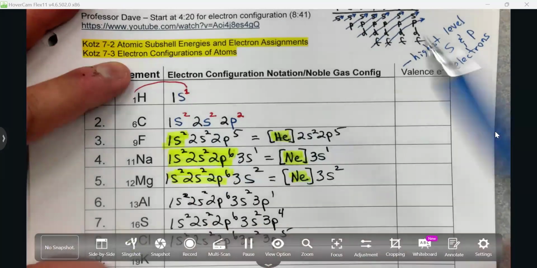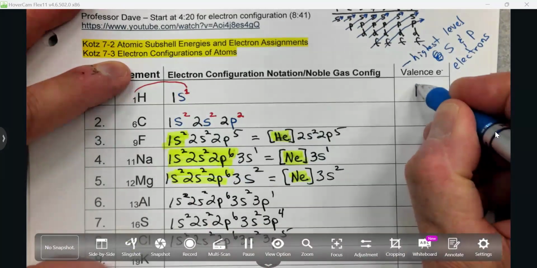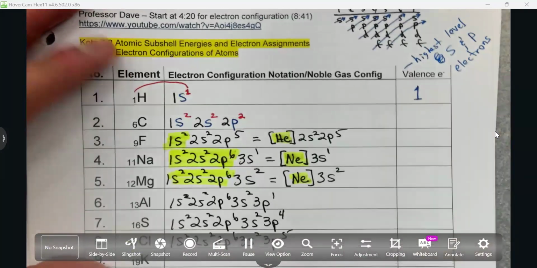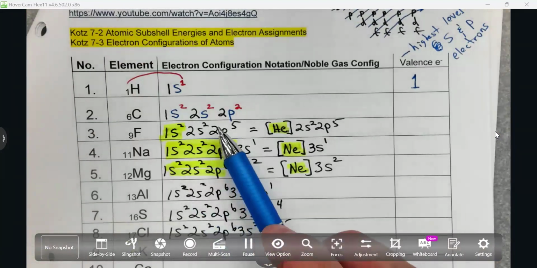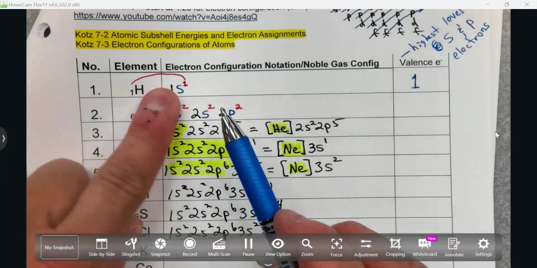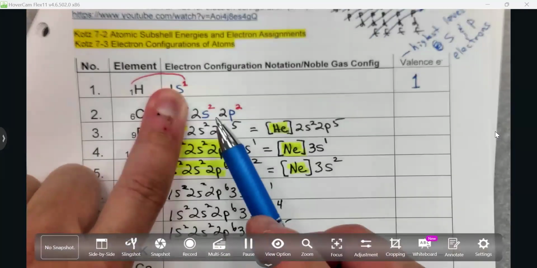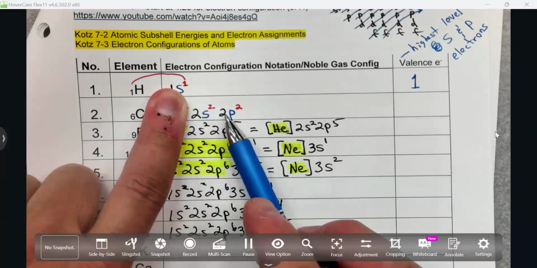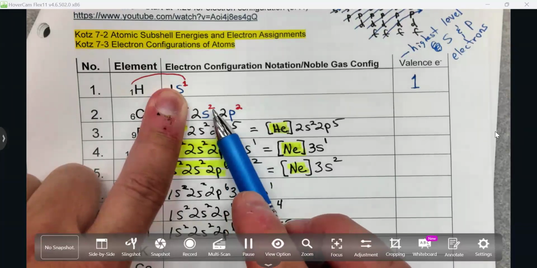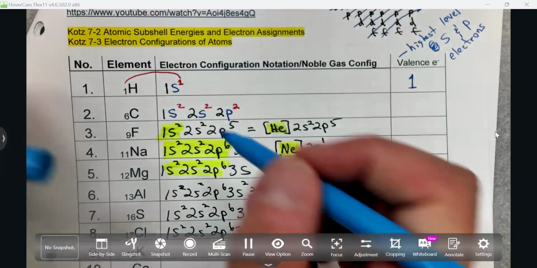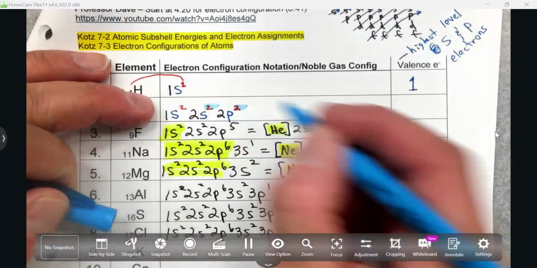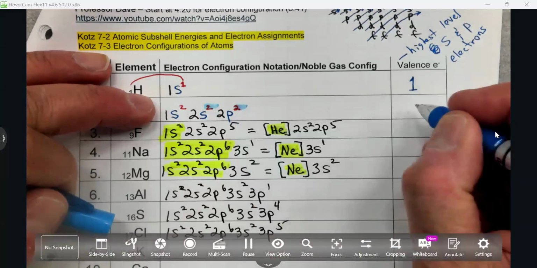Well, hydrogen here only has 1 electron. For carbon, the 1s2 we don't care about. Highest level, furthest out. We get to number 2, that's the highest number. We get 2 there and 2 there, so we get 4 valence electrons.